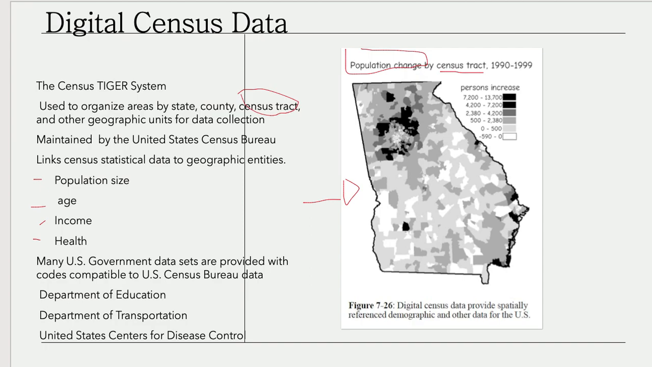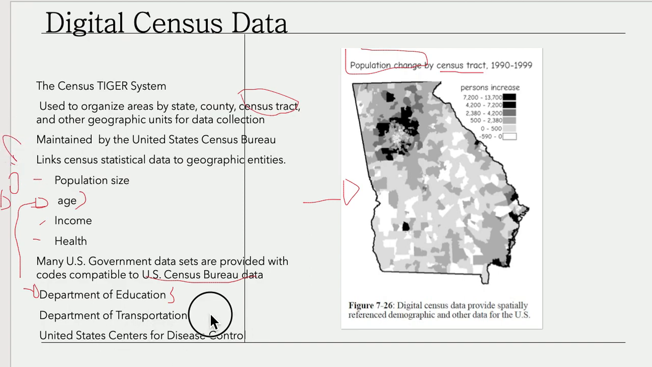And it's important to know that many U.S. government data sets are provided with codes compatible with the U.S. Census Bureau data. So, for example, if you're interested in information about elementary schools and you want to link it with U.S. Census Bureau data, it is easy to link the education attributes to, let's say, age. So you would have to join the two tables. So you would download a table from the Department of Education as well as a table with age, and you would join it together. So it's easy to join these different data sets.